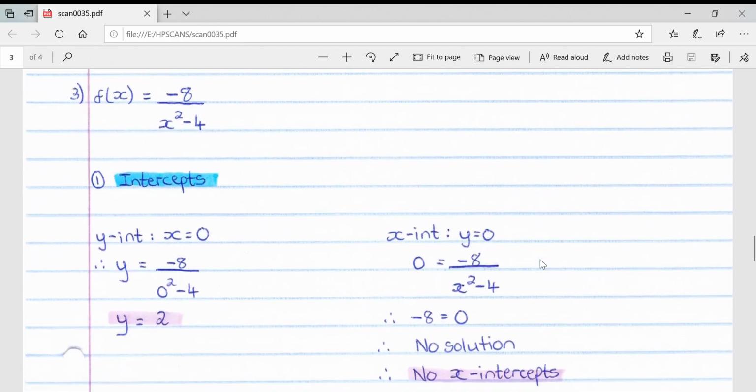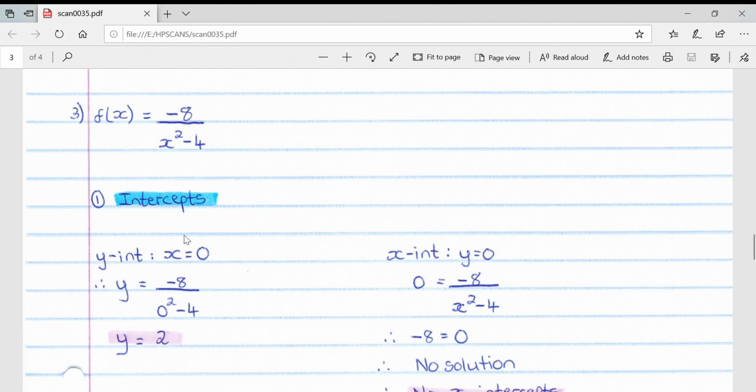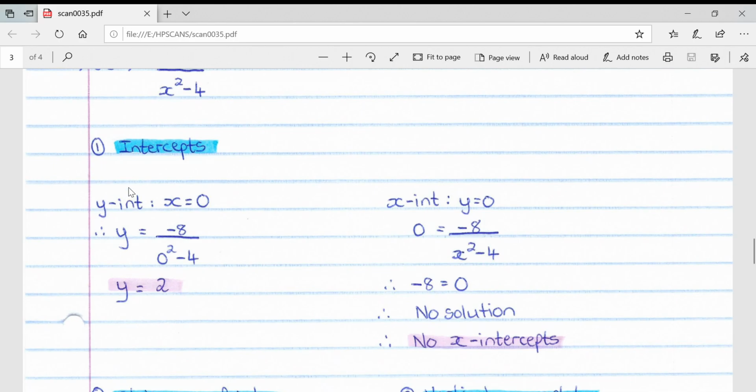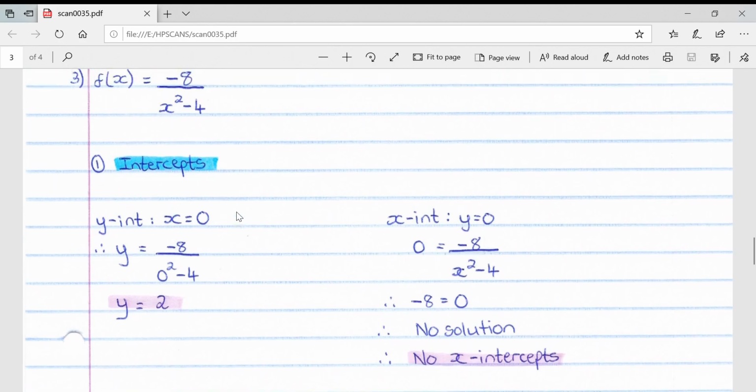Then if I move on to the third example, getting a bit more complicated, this one will not necessarily look like a hyperbola. We have minus 8 over x squared minus 4. Don't panic. First thing you do is look for your intercepts, your y-intercept. You're making x equal to 0, so you're subbing 0 into x's place, and you get y to be 2. So you know your y-intercept is at (0, 2).